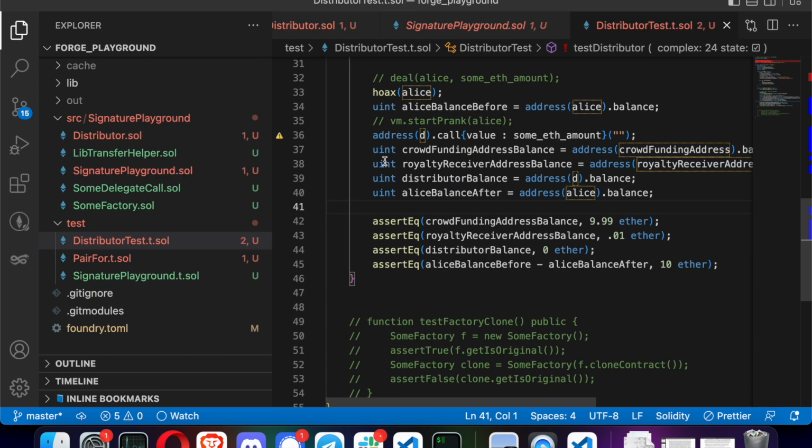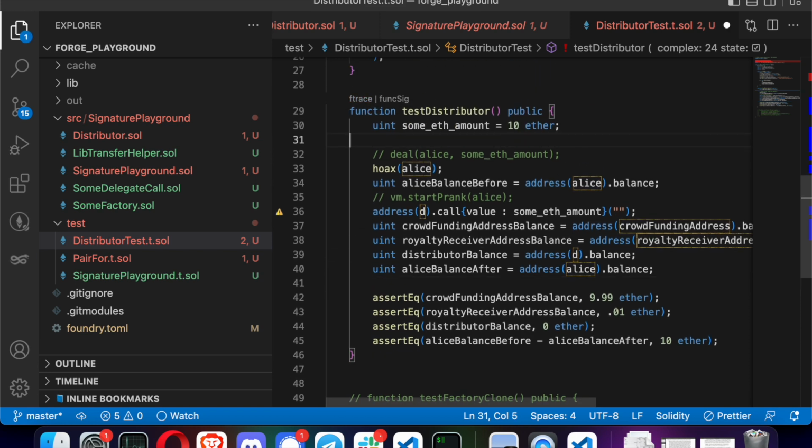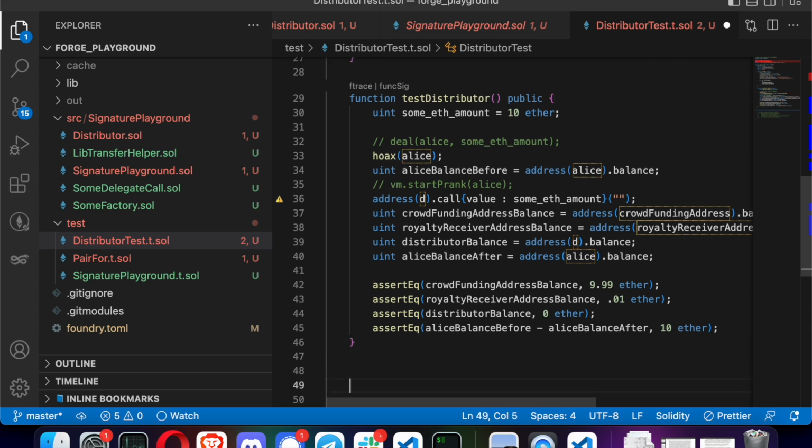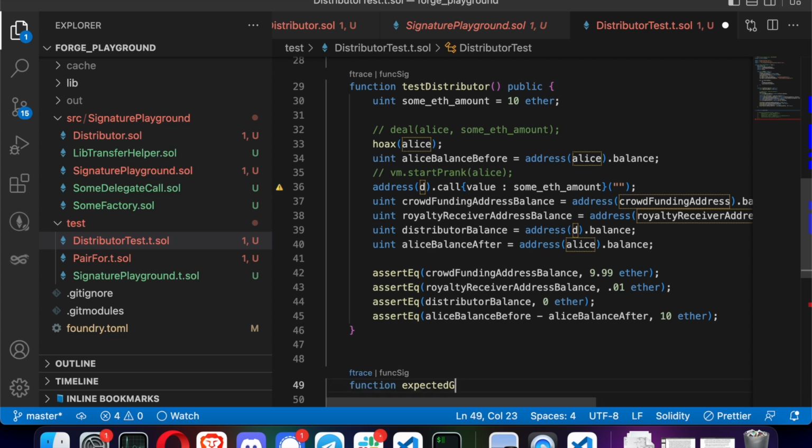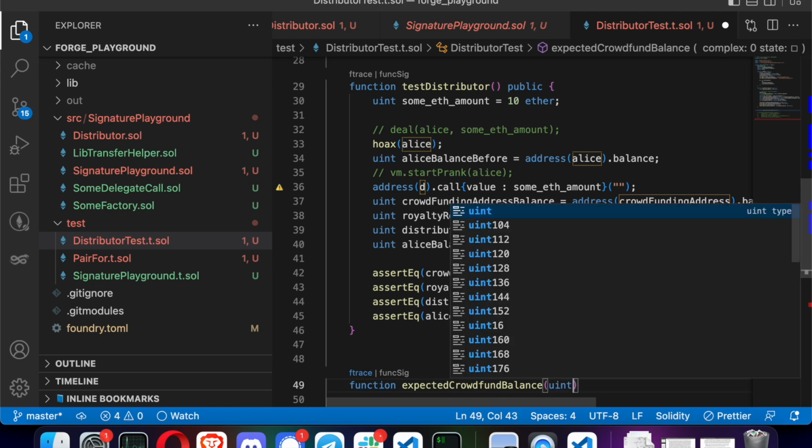So I've edited ahead, and what you're seeing here is basically just a happy case test for the distributor. It's just depositing 10 Ether into the contract and then asserting some post conditions about the contract based on parameters when I deployed the distributor contract. So what I mentioned before is that a POC isn't always about, okay, I know with certainty there's an exploit, I need to prove it.